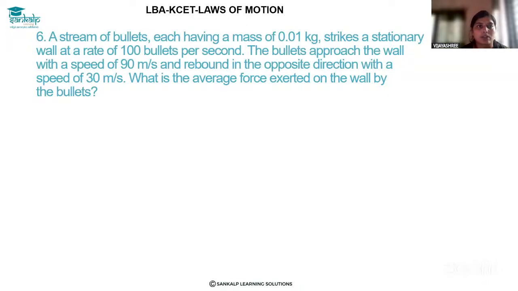Let us look at question number 6. A stream of bullets, each having a mass of 0.1 kg, strikes a stationary wall at a rate of 100 bullets per second.